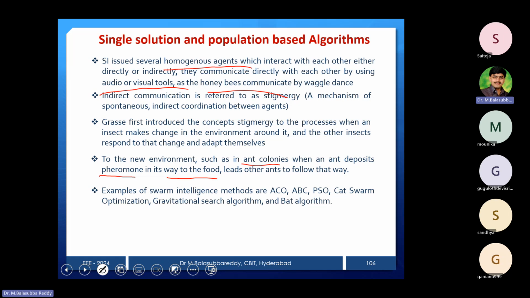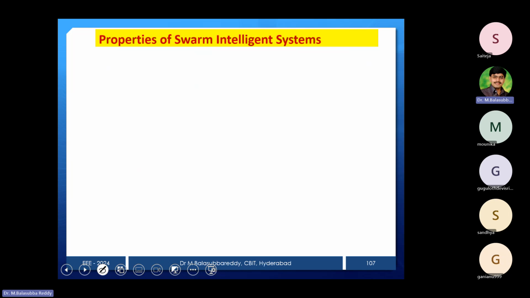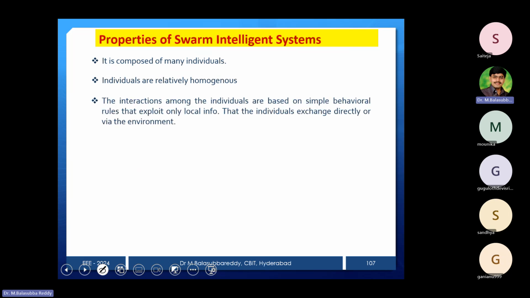The examples of swarm intelligence are ant colony optimization, artificial bee colony, particle swarm, cat swarm, gravitational search and bat algorithms. So these are the things. And some properties of swarm intelligence systems: it is composed of many individuals. That's what swarm intelligence means. It is a swarm itself, a group of agents. It is composed of individuals that are relatively homogeneous.